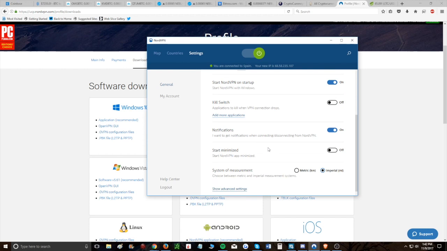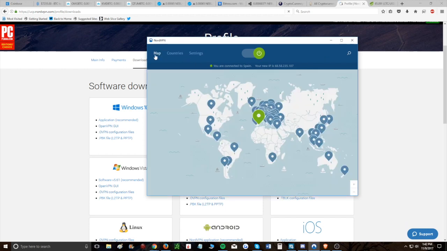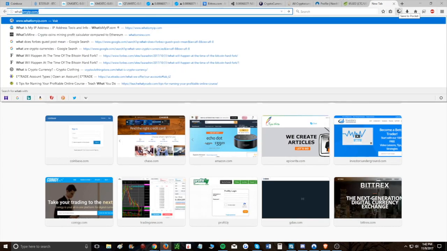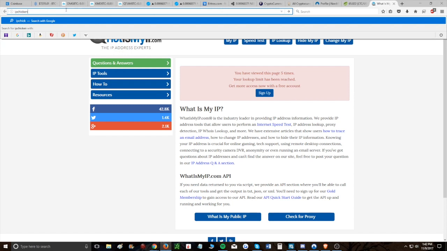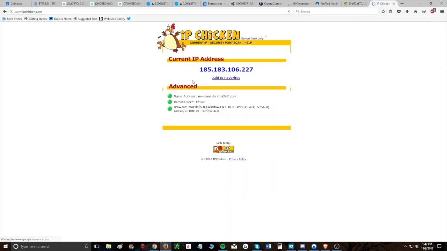So this is just a general practice for using the internet, is to use a VPN to keep safe. And I'm located right now in the United States, but this is saying Spain, and to make sure it's working, I just go to whatismyip.com. Okay, so I go to another one, ipchicken.com. And it says my IP is 185.183.106.227. Name address, no man's land. That's pretty funny actually.